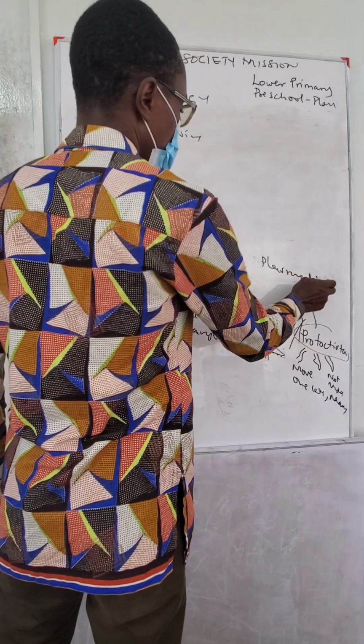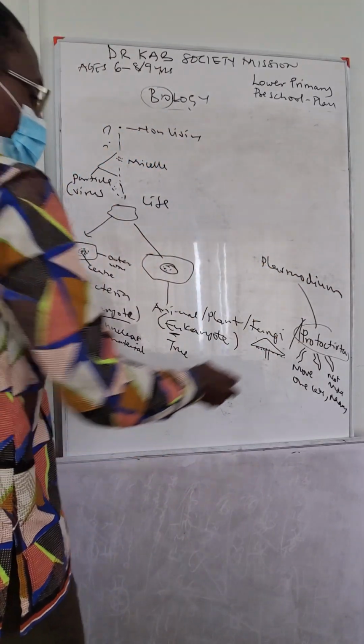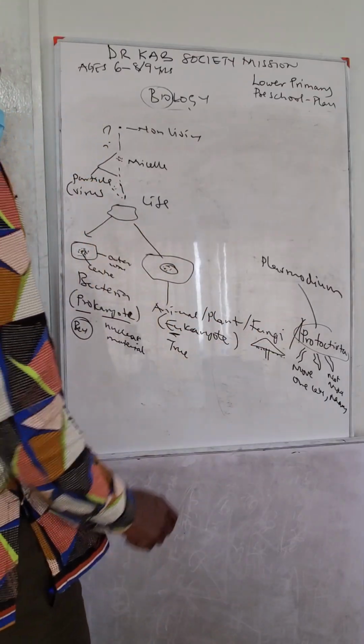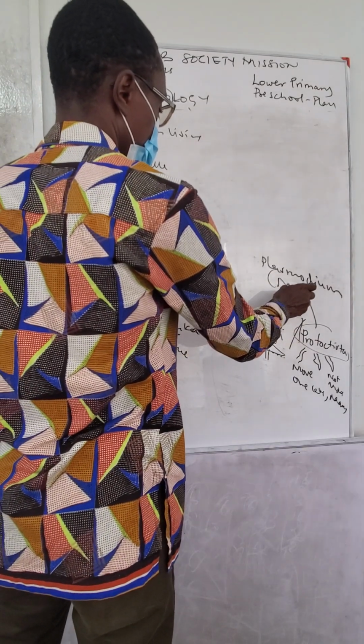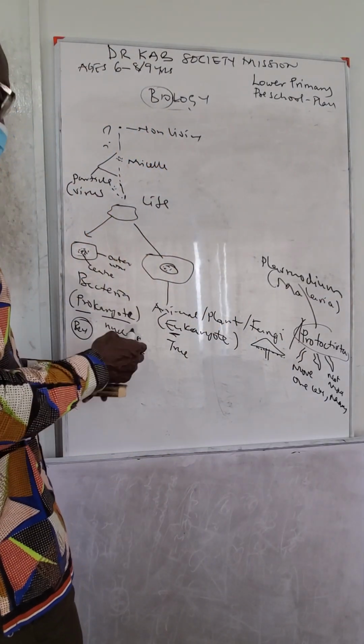It's a very small organism. You can't see it with our naked eye. We need a microscope to see it. It is a protoctist. It can let us get what? Malaria. Or the Plasmodium falciparum.